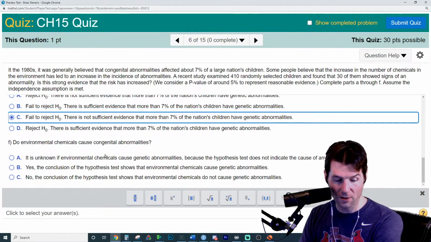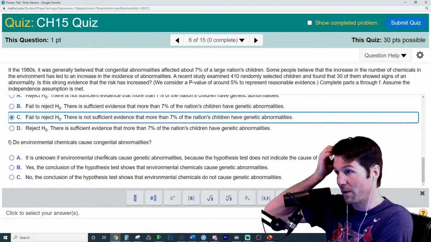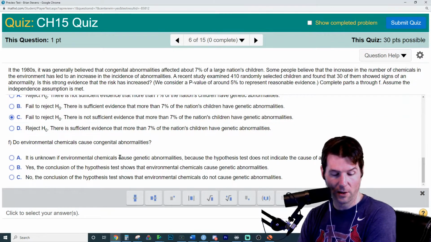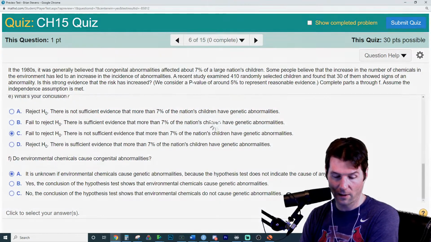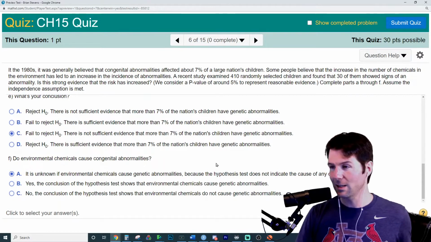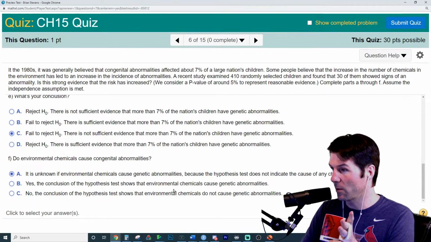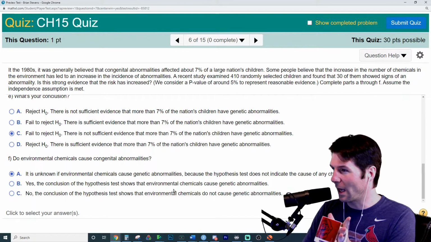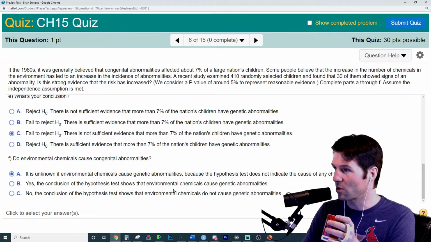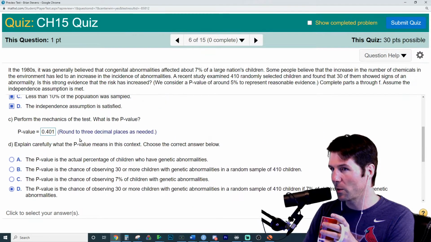Do the environmental chemicals cause changes? Yeah, the p-value for that is going to be 0. Unknown, because the hypothesis test does not affect cause and change. Ooh, get scared there. Get scared after you miss one. You're like, what? So we can't do cause and effect. And that literally goes back to the Canvas content we were doing just a moment ago. You can't show cause and effect by just doing observational studies. You have to do experiments to show cause and effect. So we fail to reject the null because the p-value here is so high.